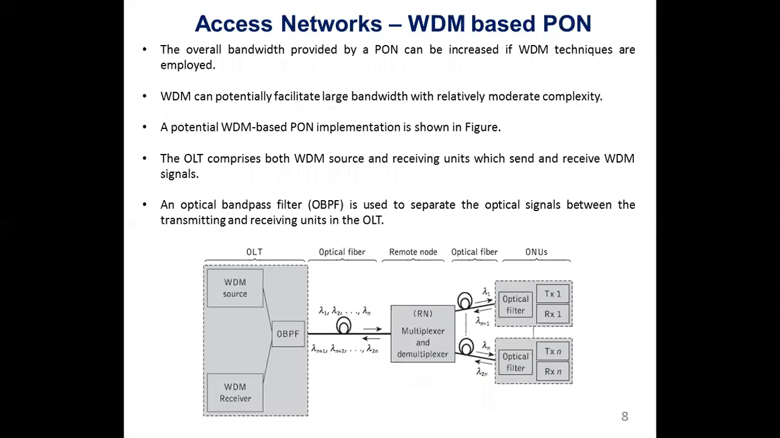Then come the WDM based passive optical networks, and these are the ones which are being deployed currently these days. So basically, these are used to increase the bandwidth of passive optical networks by using WDM techniques, and large bandwidth with relatively basic or moderate complexity can be implemented. So the OLT will comprise the WDM source and receiving units, which will send and receive WDM signals. And the bandpass filter will be used to separate the optical signals between transmitting and receiving units in the OLT.